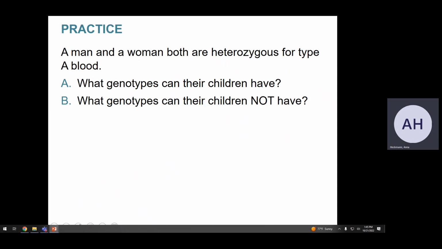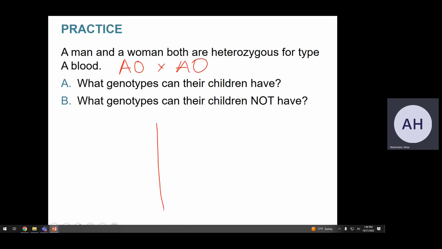Here is another one. A man and a woman both are heterozygous for type A blood. What genotypes can their children have, and what genotypes can their children not have? Pay close attention. This may or may not be on the quiz at the end. So if they are heterozygous, that means the alleles are different. So they have one A and one O. And it says that they each are the same.